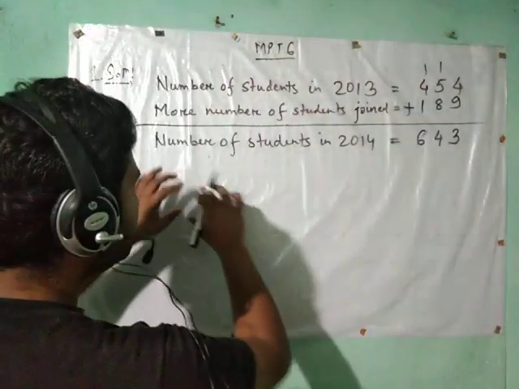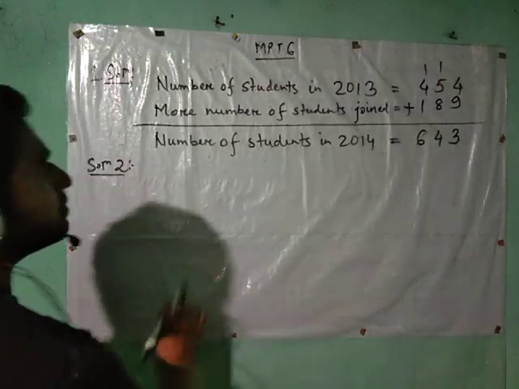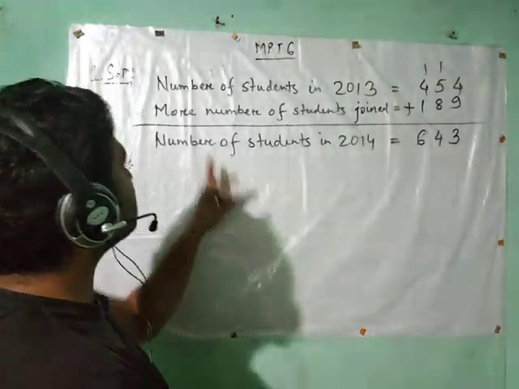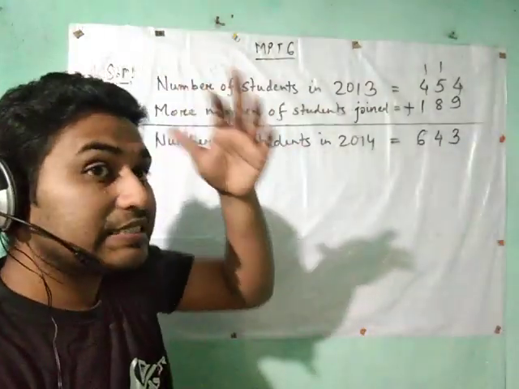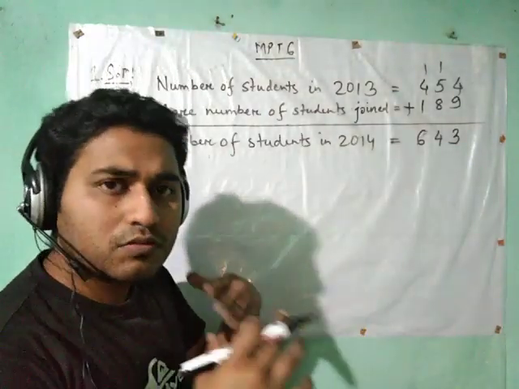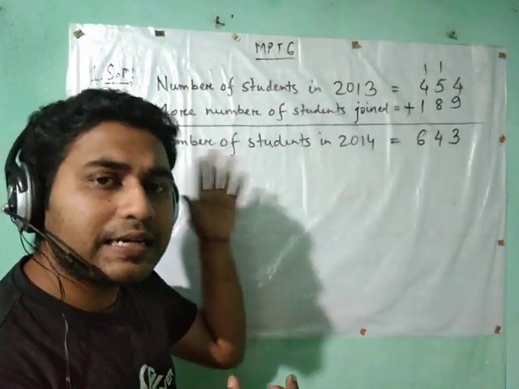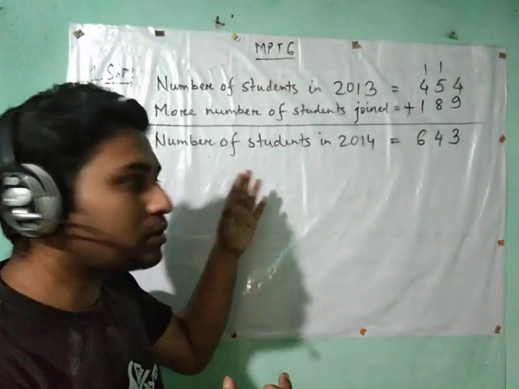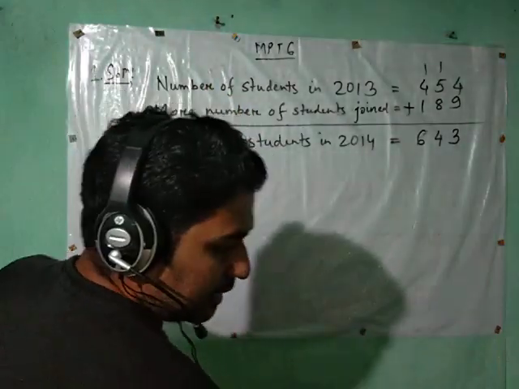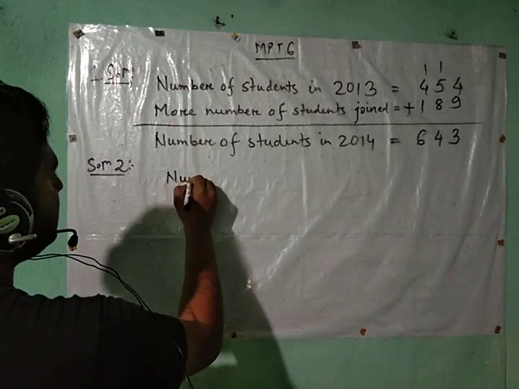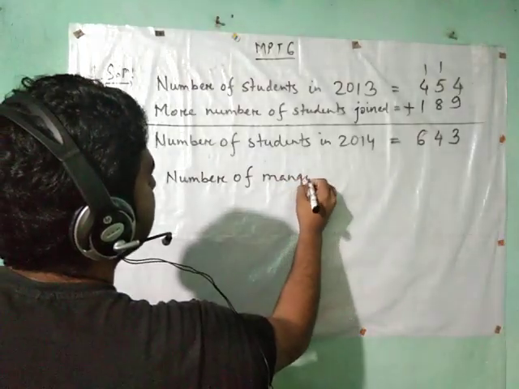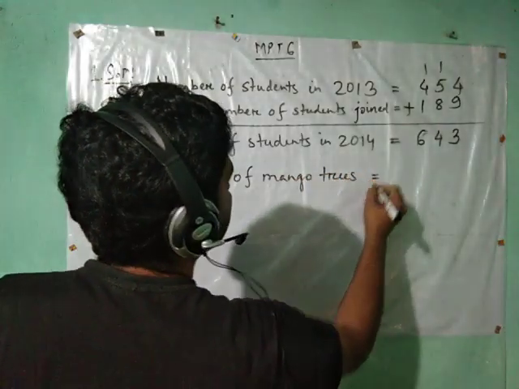So we have to do plus here, but before doing plus I have to write something so that it looks very beautiful. These are called statements. If we read those statements we will get a clear idea of the concept this problem wants us to understand. So what will I write here? Number of mango trees.